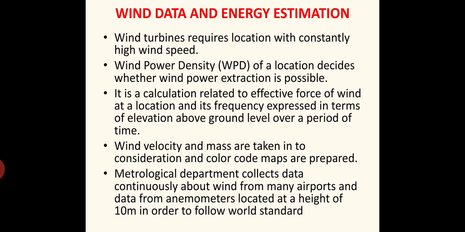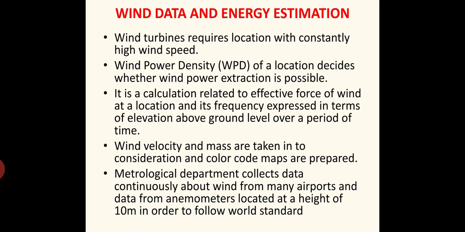So wind turbines require locations with constantly high wind speed. Usually a wind speed of at least 3 to 4 meters per second is required for the installation of wind turbines. So usually the wind turbines are located in these particular places only. Wind power density of a location decides whether wind power extraction is possible or not. So first we will calculate the wind power density.